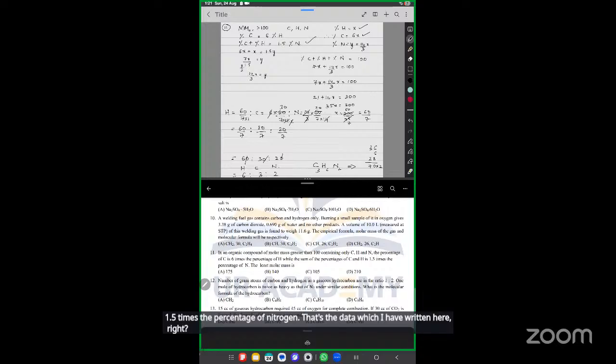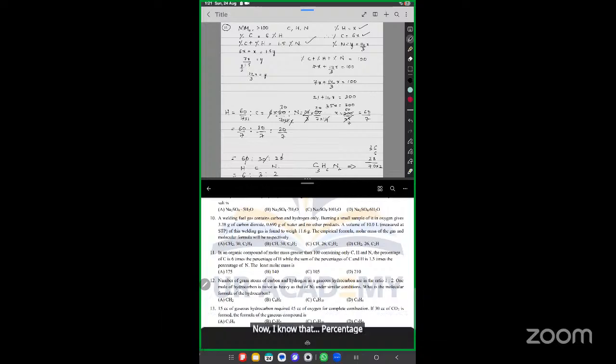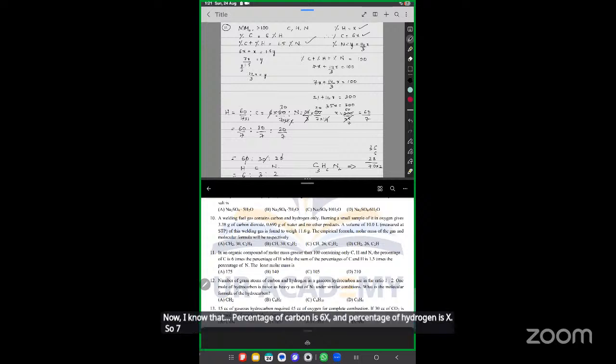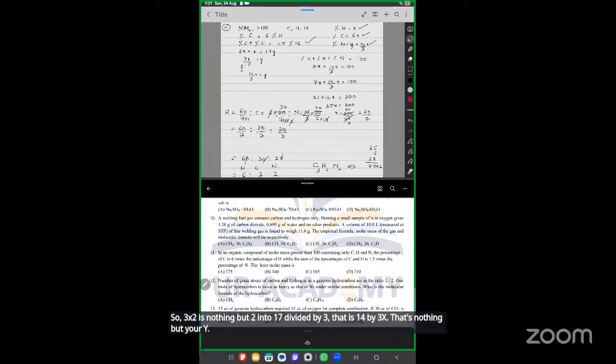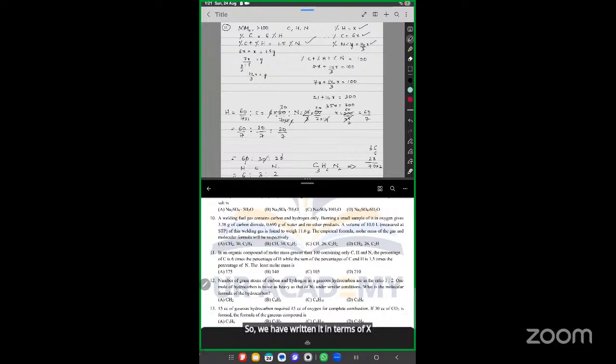Now, I know that percentage of carbon is 6x and percentage of hydrogen is x. So 7x is equal to 1.5y. So y is 7x divided by 1.5. 1.5 is nothing but 3 by 2, so dividing by 3 by 2 is multiplying by 2 by 3, which gives 14 by 3x. That's nothing but your y. So we have written it in terms of x, which is 14 by 3x.